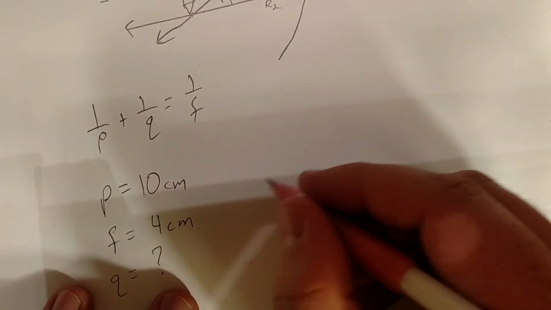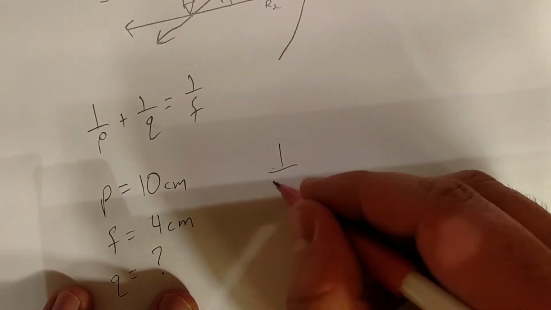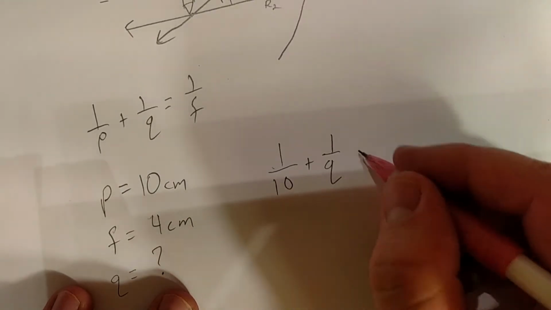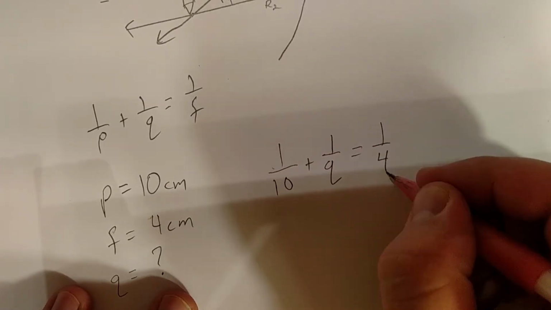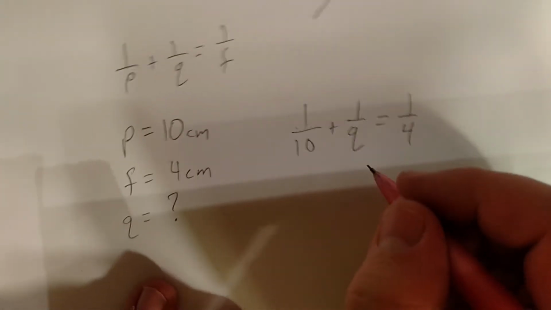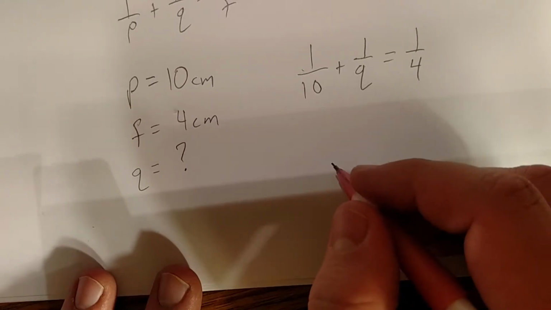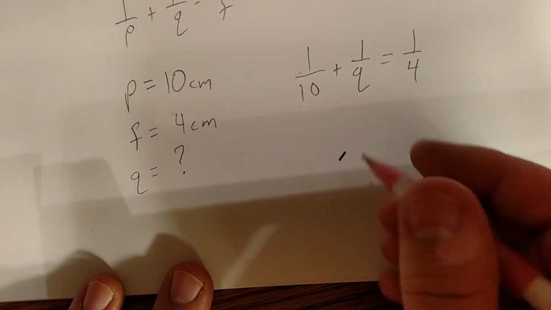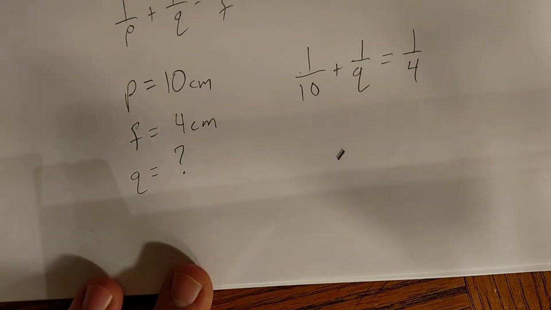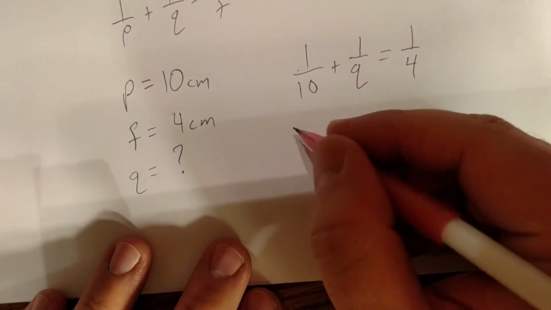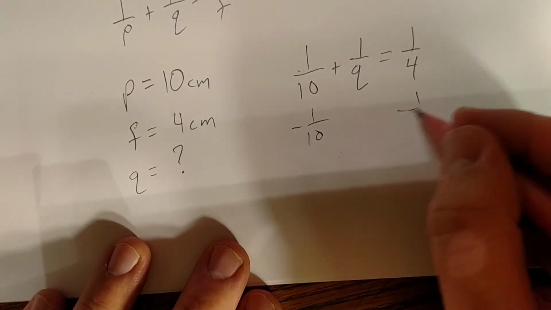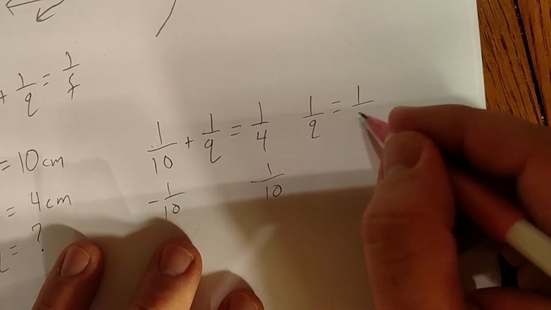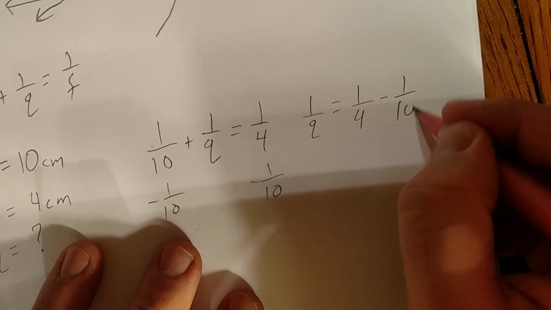Now, all we got to do is plug our numbers into our equation. P is 10, Q we don't know, and then F is 4. Next, we are going to solve the equation. We could do it with either decimals, or we could do it with least common denominator. In this case, I break my lead. In this case, we will do just least common denominator, because these numbers aren't too bad. Okay. So 1/Q = 1/4 - 1/10.